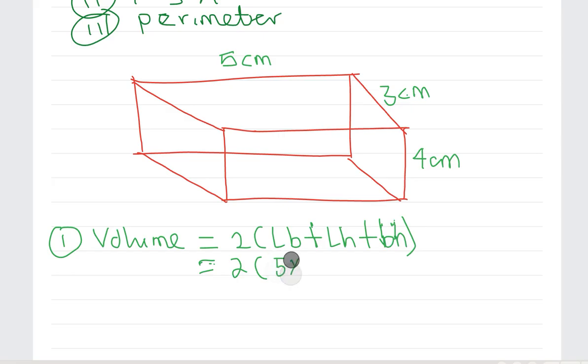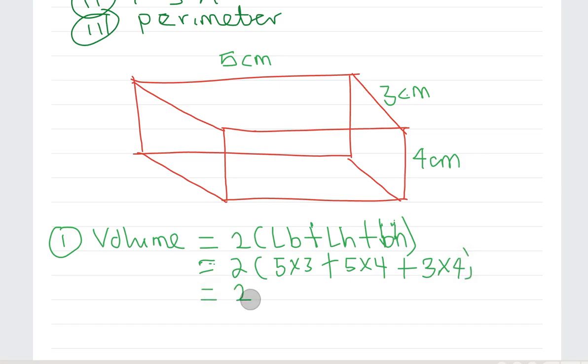5 multiplied by 3, plus 5 multiplied by 4, sorry, 5 multiplied by 4, plus the breadth 3 multiplied by what now? 4. Are you seeing that now? So I will now finish that up.